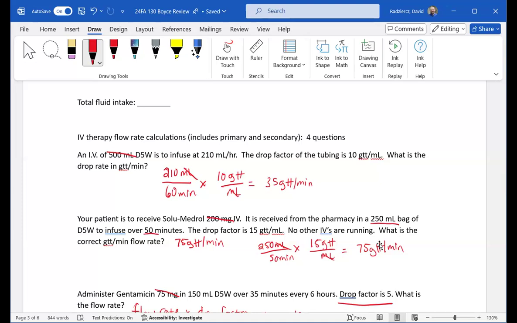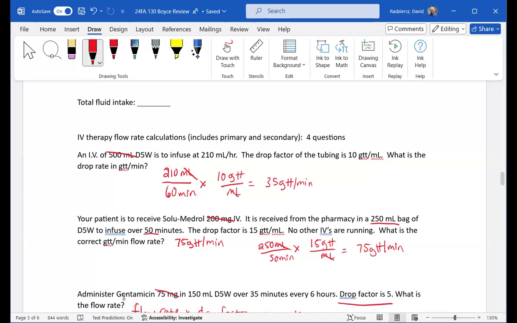So when we write GTT/minutes, is that part of the answer? Yeah, you have to write your units. Good question. They're going to expect you to. Just like last semester, you had to write mL or tablets or capsules. You have to indicate your units. If you just tell them 75, they're going to say 75 what, and then mark it wrong. So 75 drops per minute.